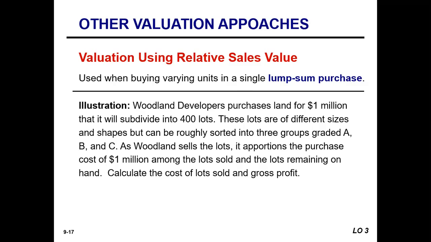So it says Woodland Developers purchases land for 1 million that it will subdivide into 400 lots. So again, we're looking at how to allocate this $1 million cost between these 400 lots, right? These lots are of different sizes and shapes, but can be roughly sorted into 3 groups, graded Group A, Group B, Group C. As Woodland sells the lots, it apportions the purchase cost of 1 million among the lots sold and the lots remaining on hand. Calculate the cost of lots sold and gross profit.